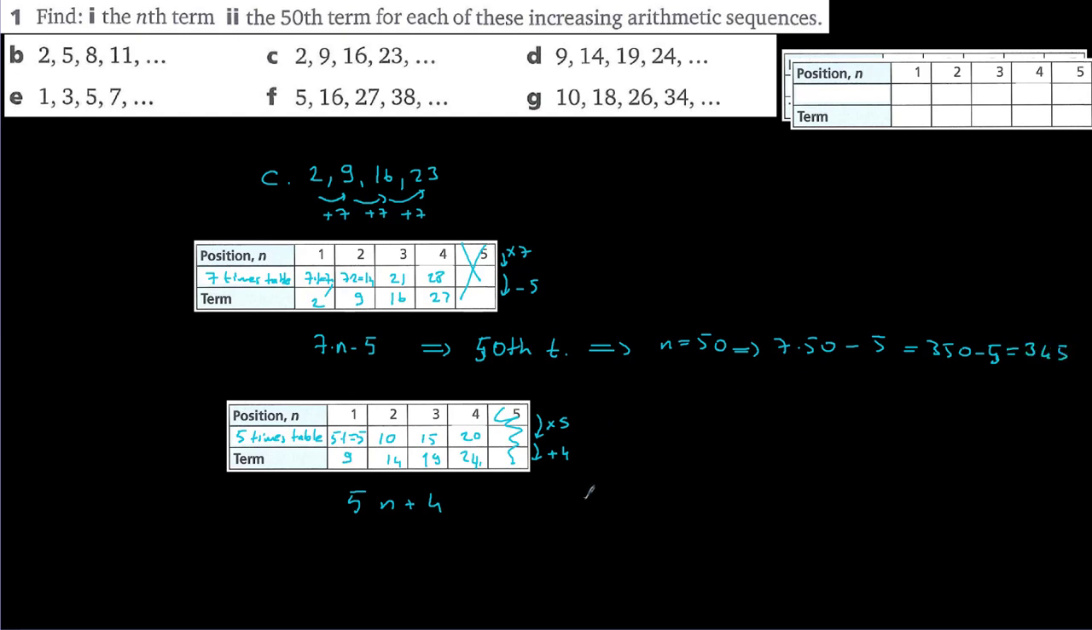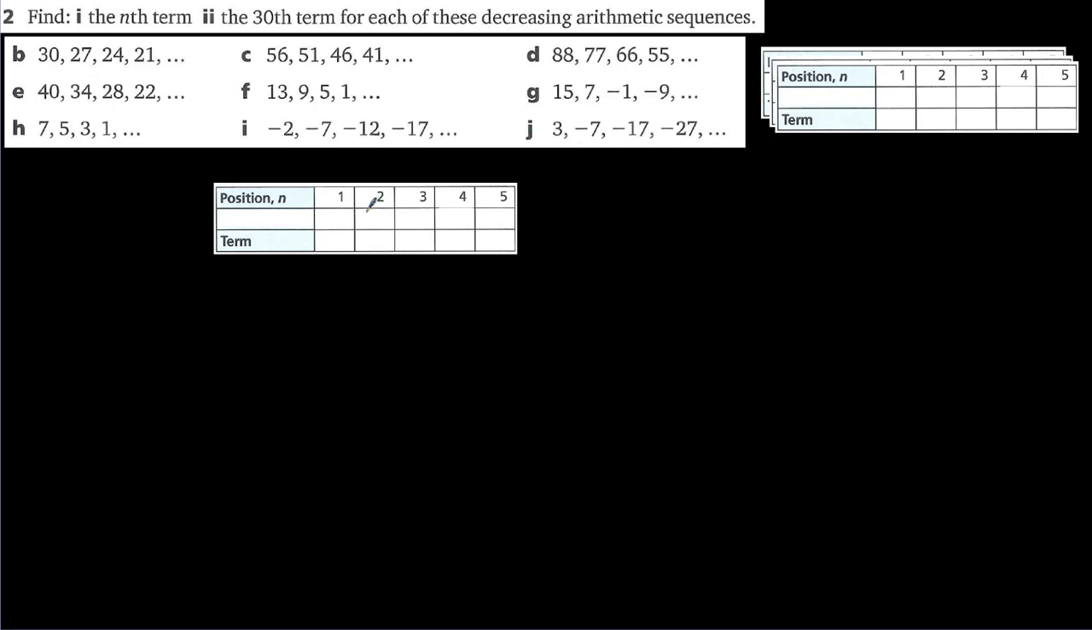For the second question, the 50th term: n is equal to 50, which means 5 times 50 plus 4, which is equal to 200 plus 4. That's going to be equal to 204. And let's solve one more question.